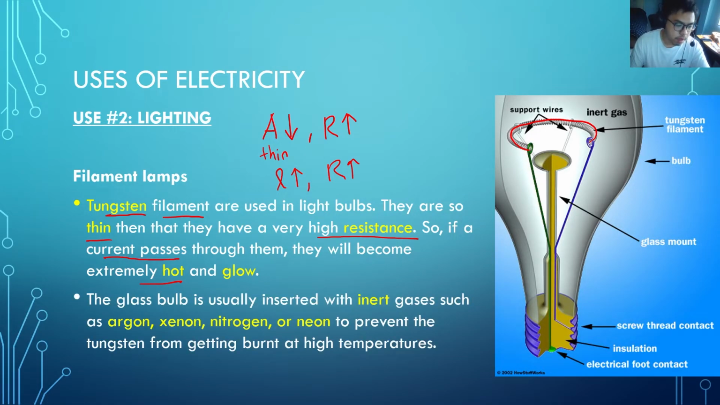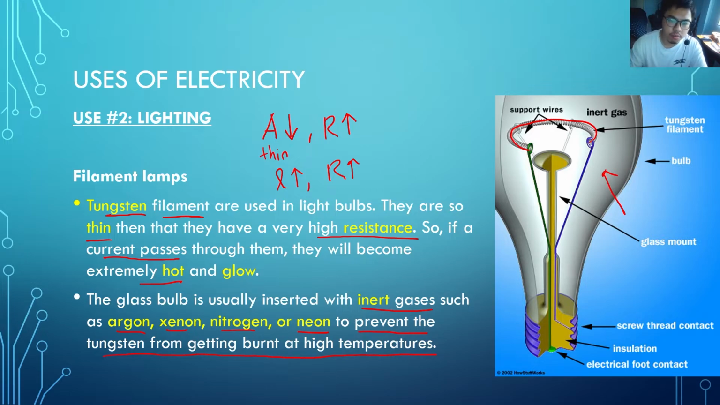The glass bulb is usually filled with an inert gas. So inside the bulb here is an inert gas such as argon, xenon, nitrogen, or neon. The reason why we put in an inert gas is to prevent the tungsten from getting burned at high temperatures.